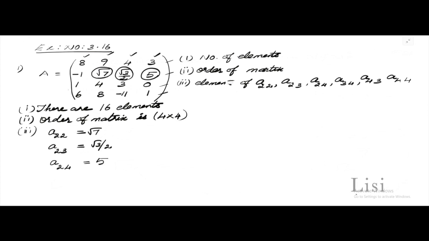Right. And next one is A34. Third row, fourth column. First row, second row, third row. So third row, fourth column. First column, third column, fourth column. So this will be your answer: 0. You people please don't mark circles in the matrix. Just for your understanding, I am marking this circle and all. Okay. You people don't do that.